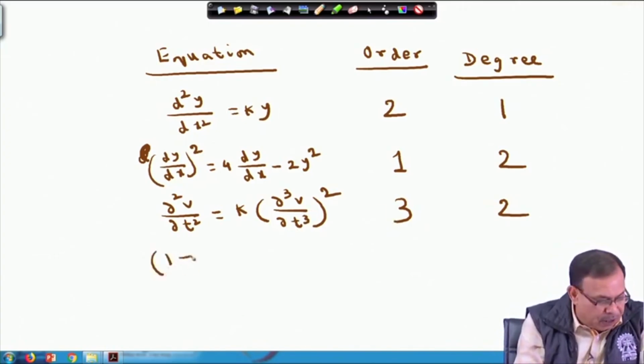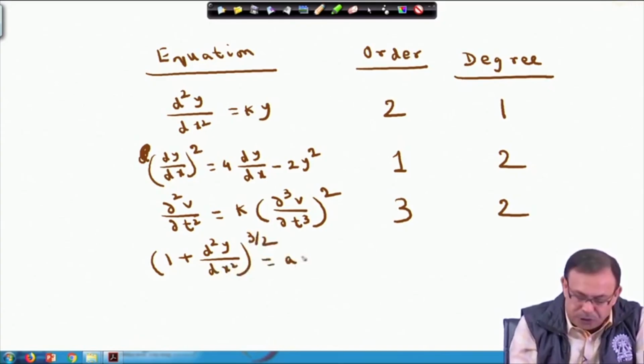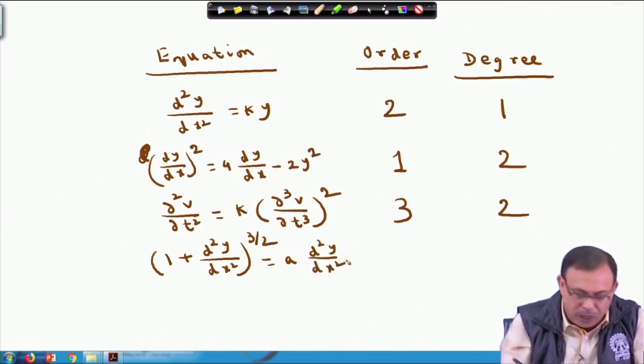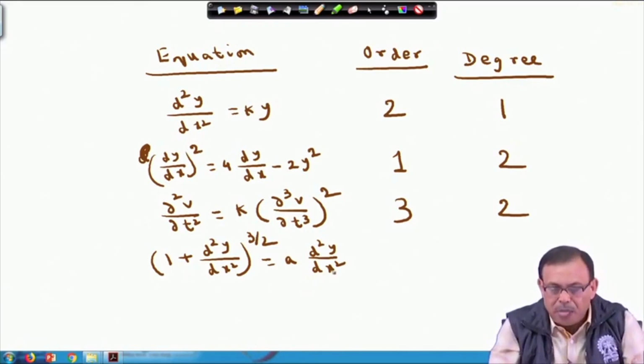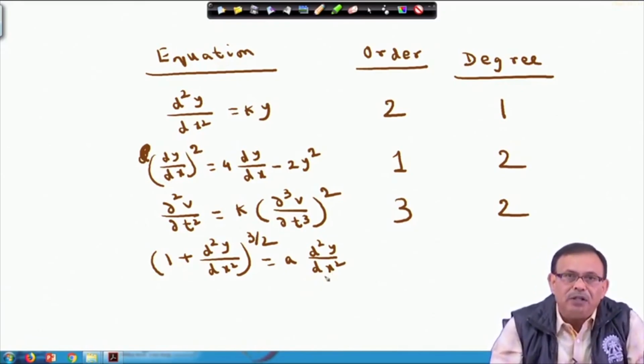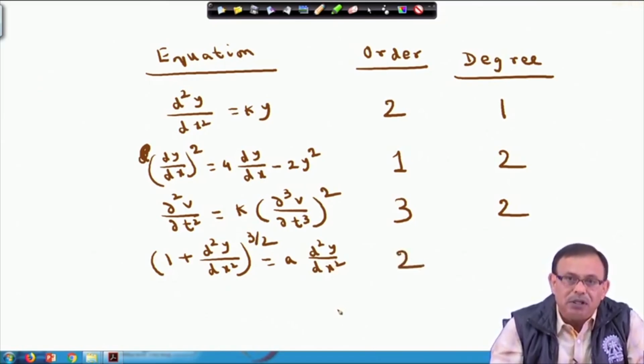Similarly, if I take this equation, (d²y/dx²)^(3/2) equals a into d²y/dx². If I have an equation like this, what is the highest order derivative that appears here? The highest order is d²y/dx², that is second order. Therefore, the order would be 2, and what is the degree?